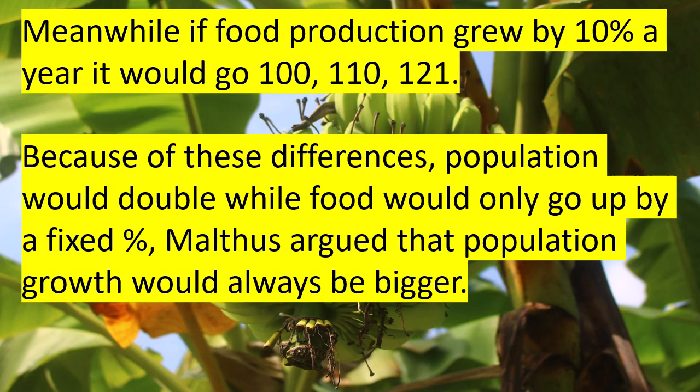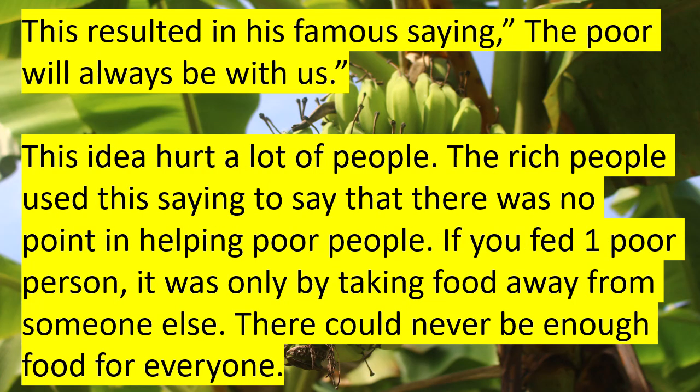Meanwhile, if food production grew by 10% a year, it would go 100, 110, 121. Because of these differences, population would double while food would go up by a fixed percentage. Malthus argued that population growth would always be bigger. This resulted in his famous saying, quote, "The poor will always be with us," unquote.